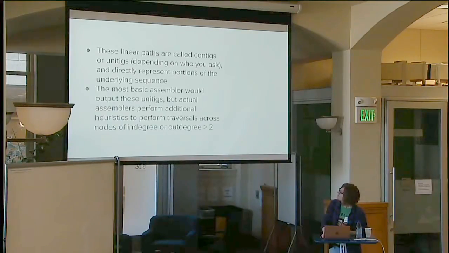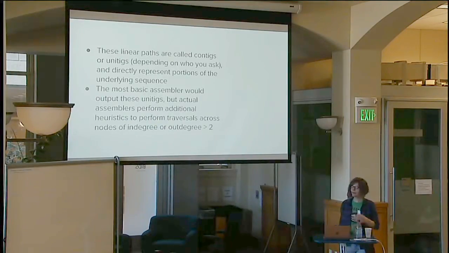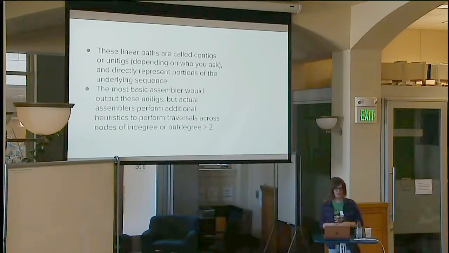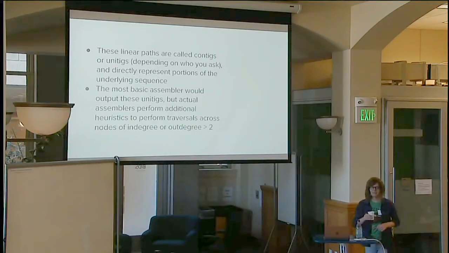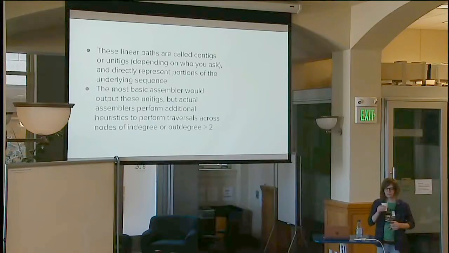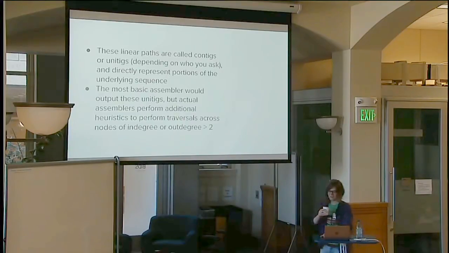So actual assemblers, of course, do more than this, right? They're usually going to perform additional heuristics to try to actually span across these high degree nodes, so these nodes of greater than degree 2. Of course, we call them high degree nodes in the biz, but we actually can have only up to degree 8. So for normal graph theorists, these are not high degree at all. These are relatively simple nodes.